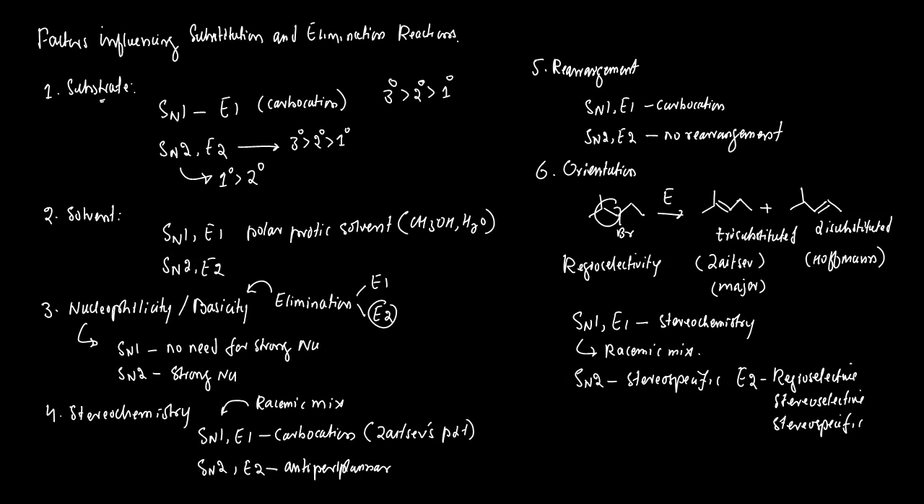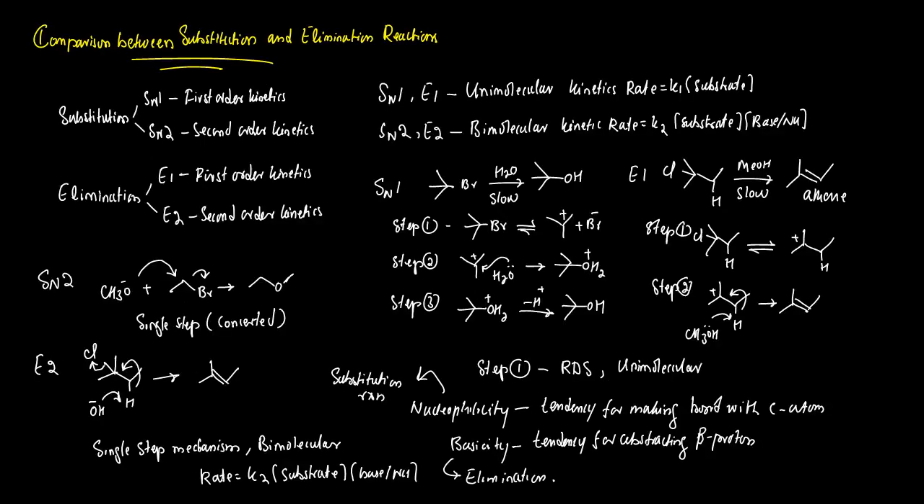So both E2 and SN2 are stereospecific reactions. So this is all about substitution and elimination reactions. We should have a clear idea about the mechanism first. Once we have a clear idea about the mechanism, then definitely we can easily correlate them along the different factors which we have studied right over here.